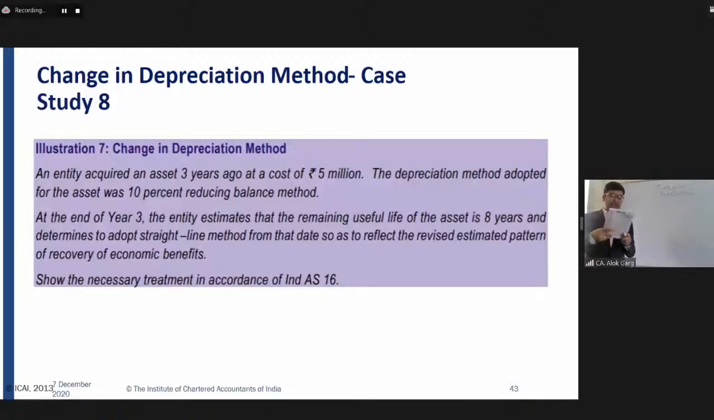At the end of year 3, the entity estimates that the remaining useful life of the asset is 8 years, and determines to adopt the straight line method from that date so as to reflect the revised estimated pattern of recovery of economic benefit. You are required to show the necessary treatment in accordance with Ind AS 16. Okay. So what we are required to do here, is this question clear to everyone? Now I am moving on to the whiteboard.